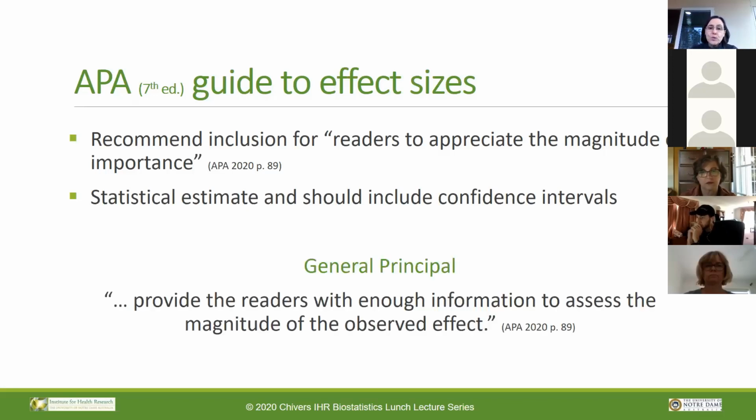However, the general principle, according to APA, is that you just need to provide enough information to be able to assess the magnitude of the observed effect. So really it's looking at, is it clinically important? Is what the author's telling me justified? They're not skewing the truth. So it allows them to make a critical assessment of the information being presented and to determine what impact that has on whatever the research question was in the first place.